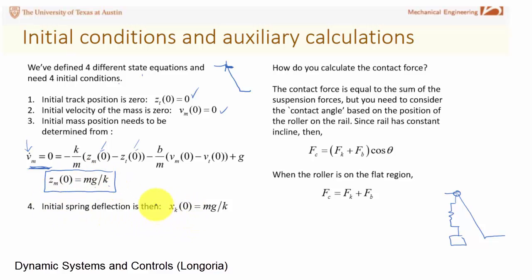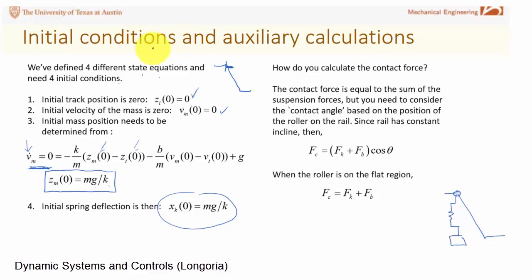Finally, the initial spring deflection can also be found because we're going to assume that that's the same as the mass position, right? Deflecting from some non-loaded position to a loaded position based on applying the weight of the mass onto the suspension. So that sets up our 4 initial conditions that we need for our 4 state equations.